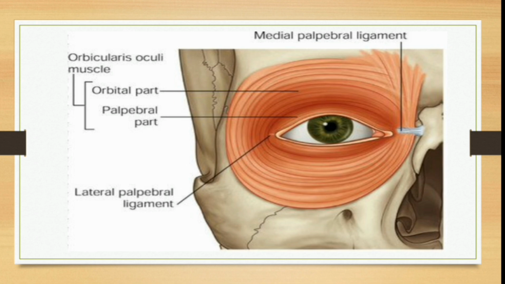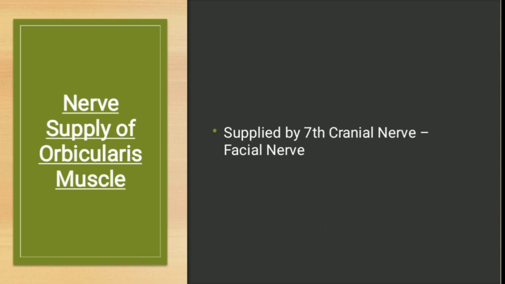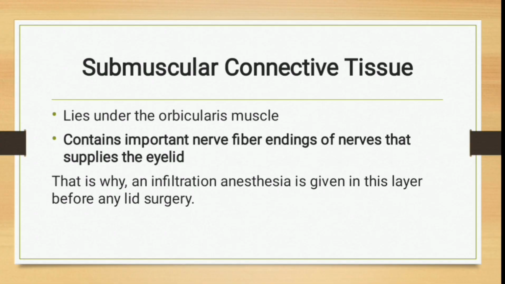Okay, so the nerve supply of the orbicularis oculi muscle is by the facial nerve, which is the seventh cranial nerve. So in any case that the seventh cranial nerve is affected, the orbicularis muscle's function can be affected as well, right? Okay, first of all, the outermost layer was the skin, then we have the subcutaneous connective tissue, then the third layer was the orbicularis oculi muscle.